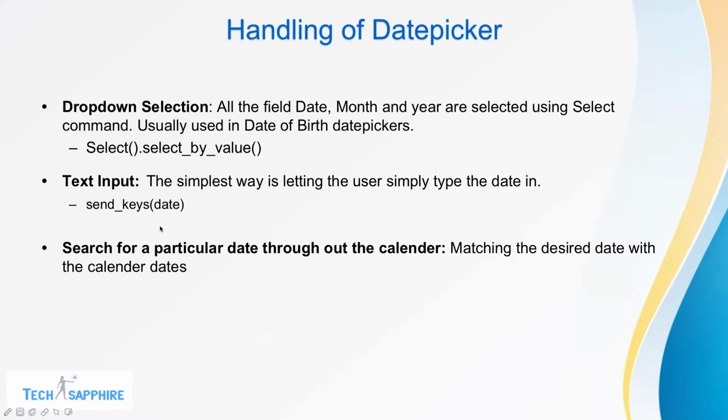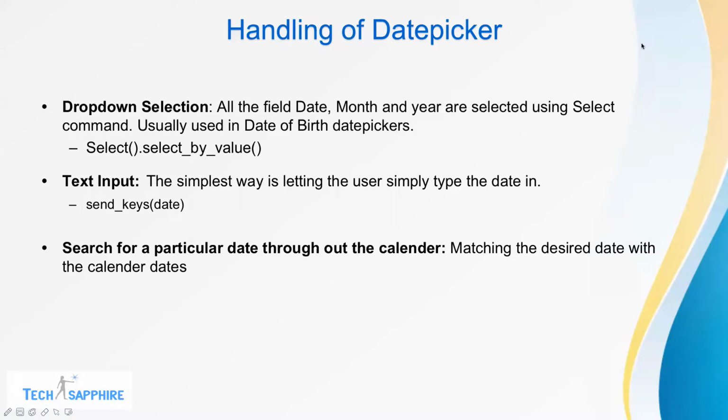Next is the text input. This is the simplest one, which allows the user just to type in the date they want to enter with the help of send keys. And the next one is searching for a particular date throughout the calendar. This is the approach we are going to discuss in this tutorial. In this approach, we have a list of the date elements, and we search for our particular date throughout that list. And when we find that date, we click on that element.